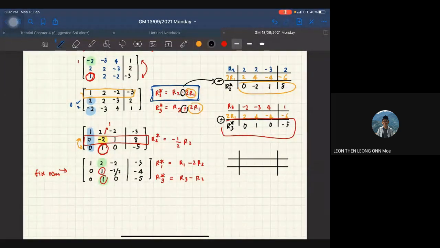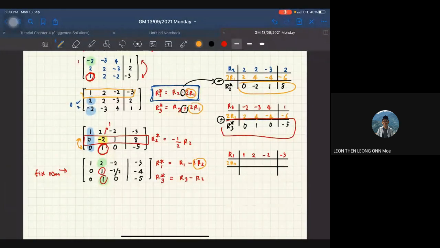Alright, so for the first one kita ada row 1. So we have row 1. Up here is row 1. Okay, so element for row 1 is 1, 2, -2 and -3. Okay, and then kita ada dekat situ is 2 row 2. So this one over here is 2 row 2. So tulis je 2 row 2.